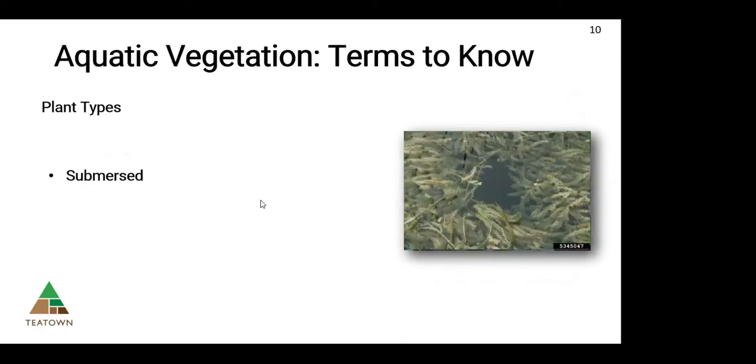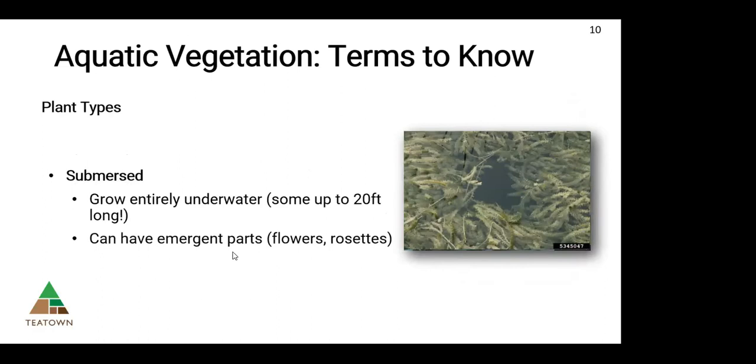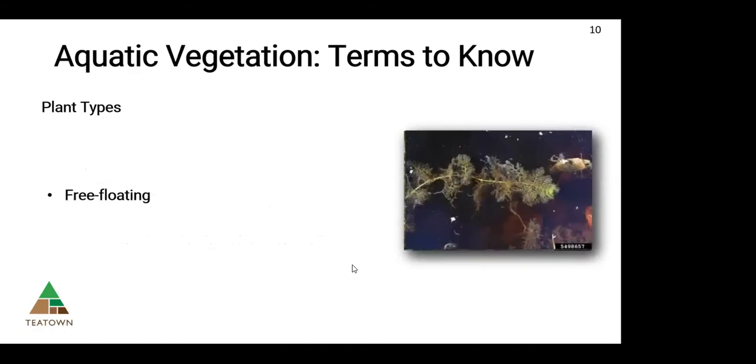And then you've got submersed plants. These are the plants that grow entirely underwater, and some will grow up to 20 or 30 feet long even. And they can have emergent parts. They might have floral spikes or small rosettes that sit on top of the water. And then you've got free floating plants. These are the rootless plants that float in the upper portion of the water column. So this is bladderwort, a pretty common floating plant we have in the region, and also some problematic ones you're familiar with probably are duckweed and watermeal. Those are also some rootless floating plants.